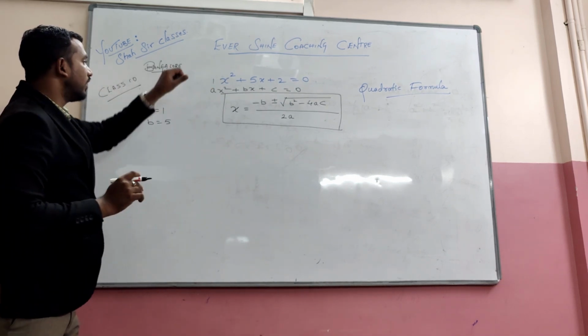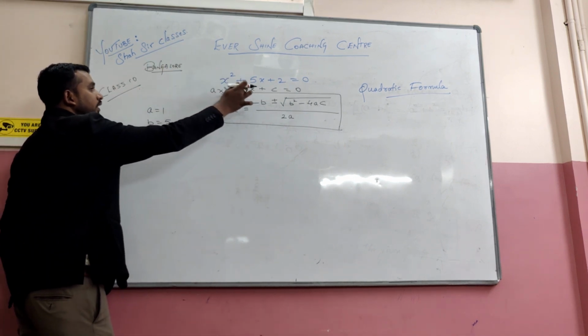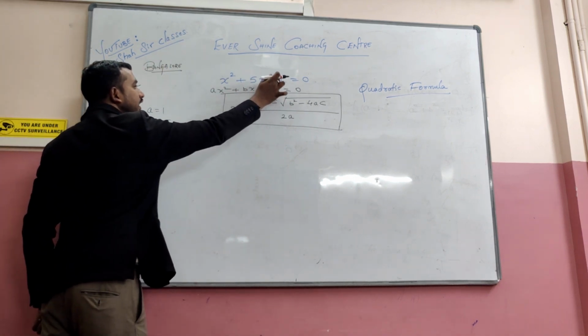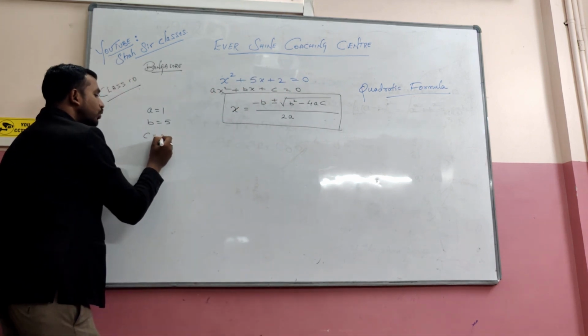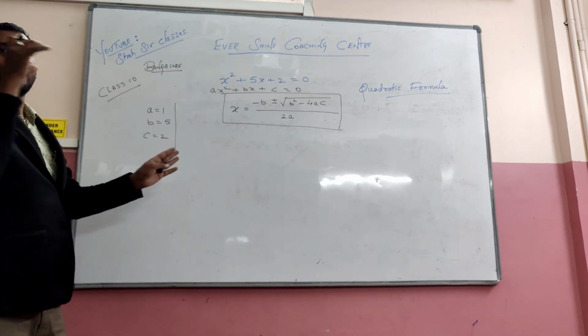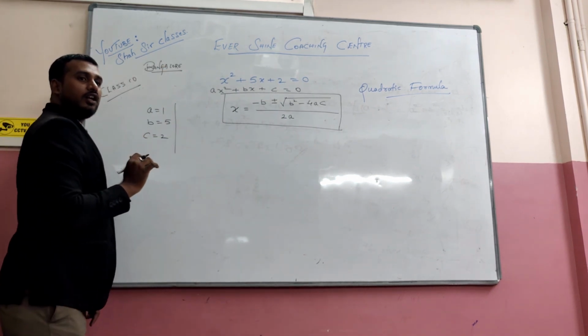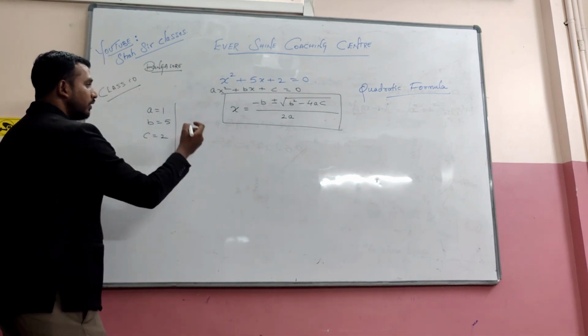Understood? Come to the point. The value of a is plus 1. The value of b is plus 5. The value of c is plus 2. Very simple. Now just pick and drop. Pick and drop facility is available. Understood? Very good. Observe this.